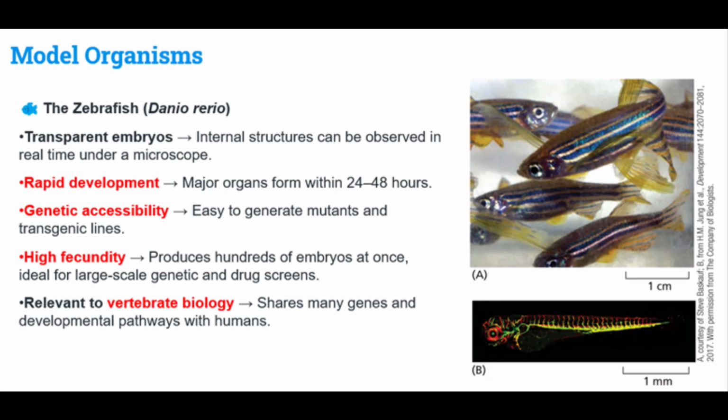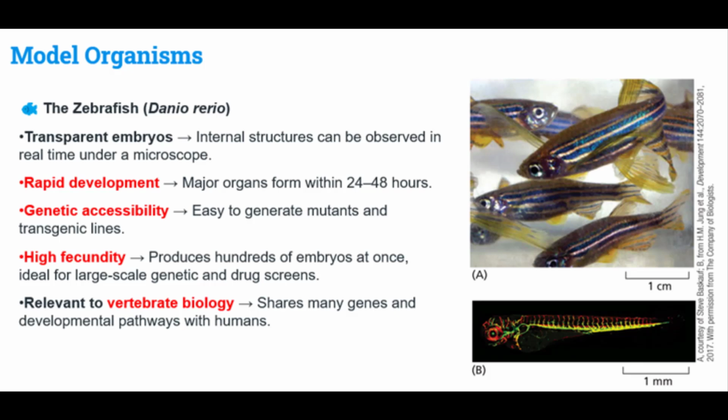And genetically accessible, too. Yes. Its genetic accessibility makes it relatively easy to generate mutants and transgenic lines. So researchers can study specific gene functions or even model human disease states directly in the fish. And crucially, it's relevant to vertebrate biology. It shares many genes and developmental pathways with humans, which makes discoveries potentially directly applicable to our own biology.